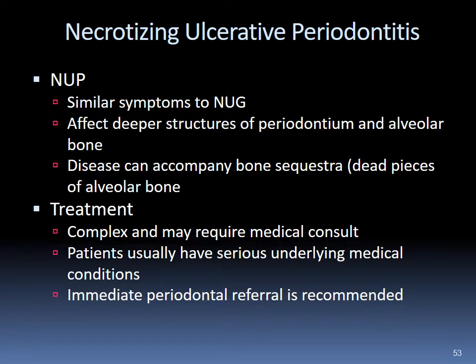Necrotizing ulcerative periodontitis is similar to NUG in symptoms. This disease affects deeper structures of the periodontium and alveolar bone. This disease can accompany bone sequestra, which are dead pieces of alveolar bone found in the infected areas. Treatment can be complex and may require medical consult. Patients usually have serious underlying medical conditions and may require immediate periodontal referral.